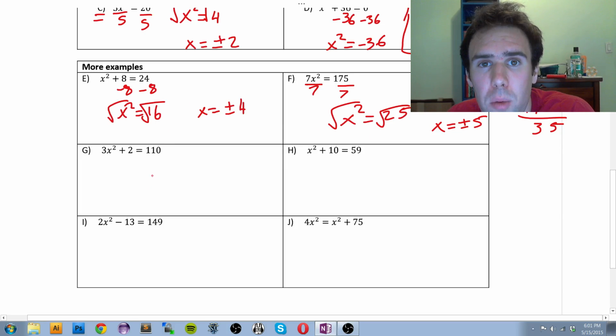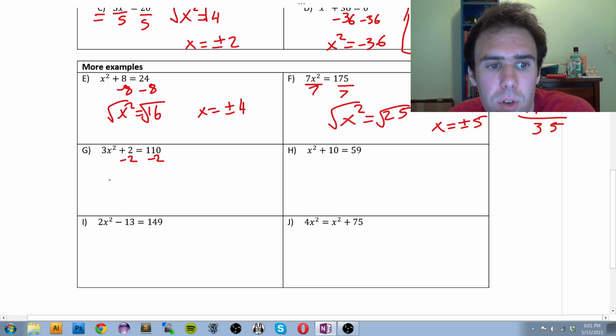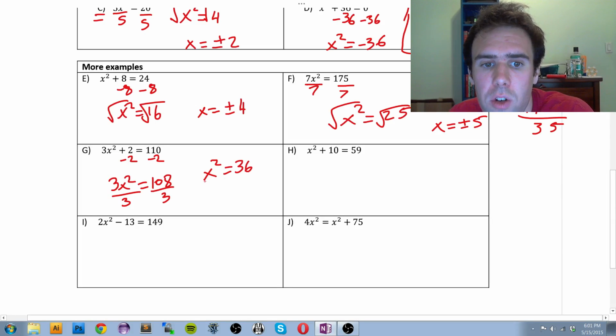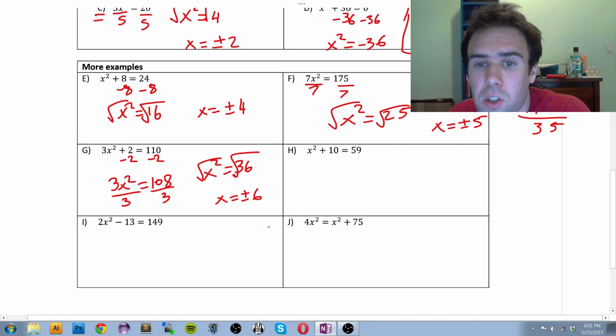Over in this problem, we have double operations. So we've got to subtract the 2 first. 3x squared equals 108. We have that times relationship again. So dividing by 3 would tell me that x squared is 36. We need to undo the squared with a square root, so we get plus or minus 6 as our solution.